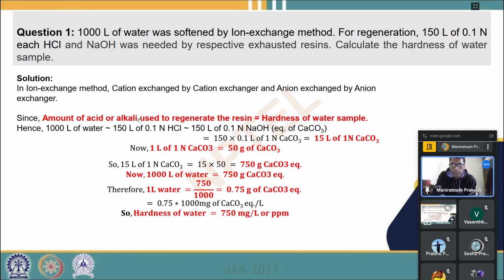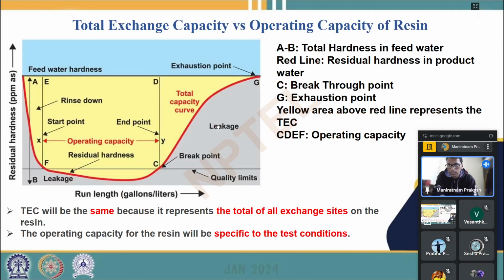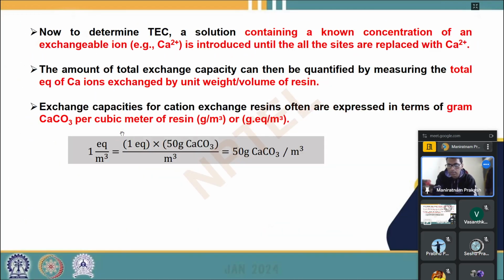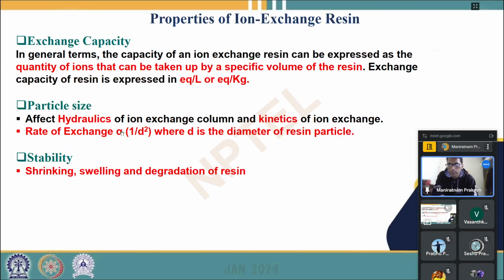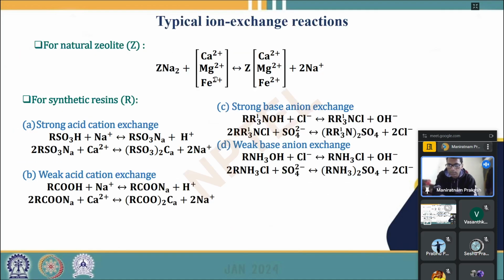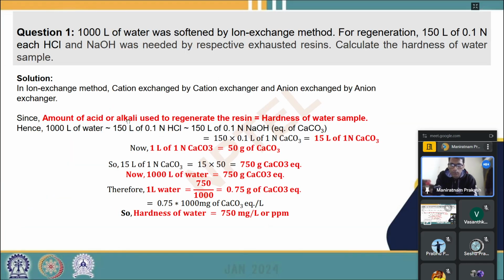Again here you can see that the amount of alkalinity is equal to the amount of hardness of water. This statement you can get from here; somewhere it has been mentioned. In general, the capacity is not written, but you should know. And this can be proved also, that the equal mole of acid or alkalinity used to regenerate is equal to the hardness of the water.